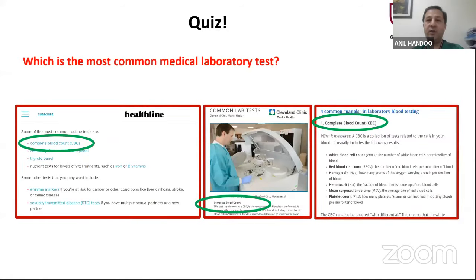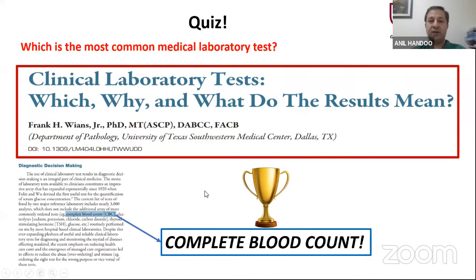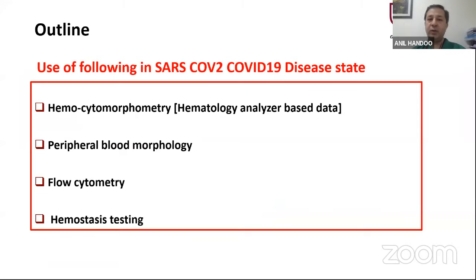Now, people would say that, okay, you're just going to the internet and trying to figure out which is the common test. But do you think there is a common test which is available in literature as well? Well, yes. If you go to the literature also, you will be able to figure out that complete blood count is still the most common test that we use. So CBC wins the prize. CBC is the most common test, and therefore, if there is an expectation from all of us to be able to get some information from complete blood counts as far as the COVID-19 disease is concerned, I don't think it's out of place. So let's look at the first part of it.